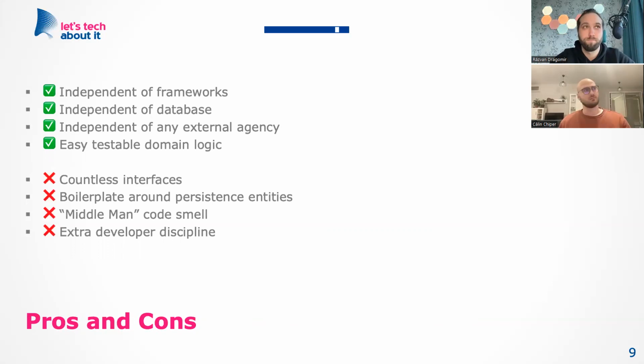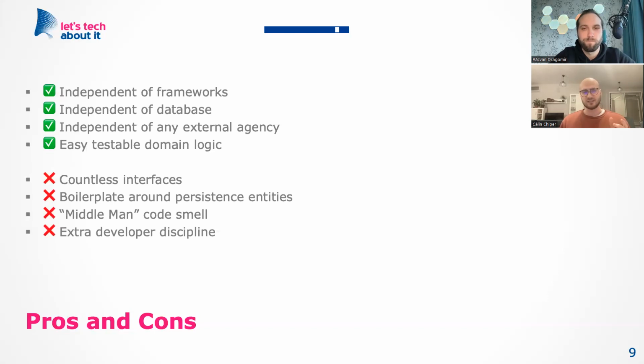One advantage that I find in hexagonal architecture, and it's very underrated, is that it's easy to test the domain logic. So that's a good point for hexagonal architecture. Now, everything also comes with some disadvantages. Your developer will write a lot of boilerplate code, and it's maybe not suitable for a small to medium project, where as a developer, you'll find that you write a lot of interfaces, a lot of duplicated code around the persistence entities and domain entities.